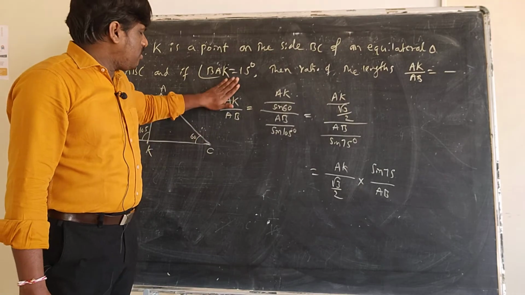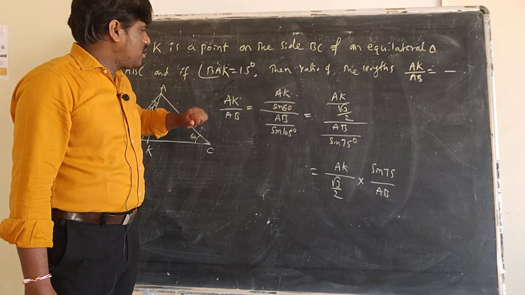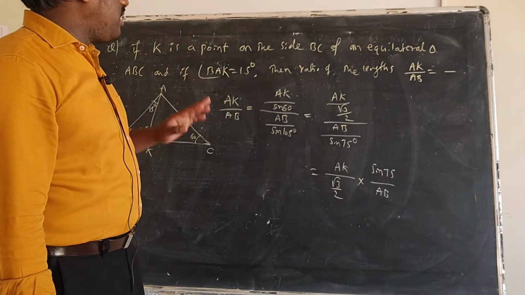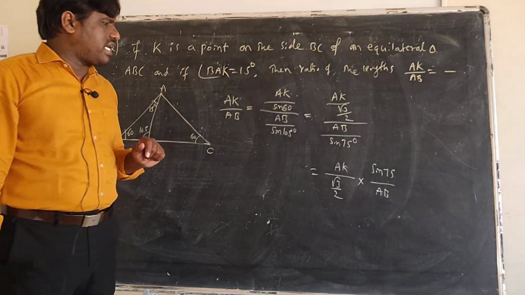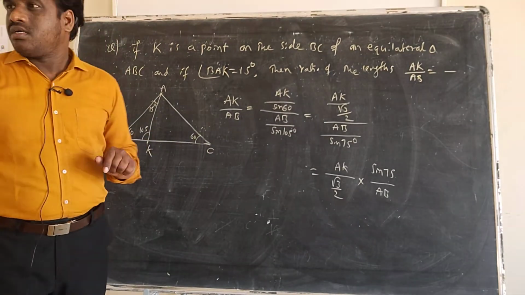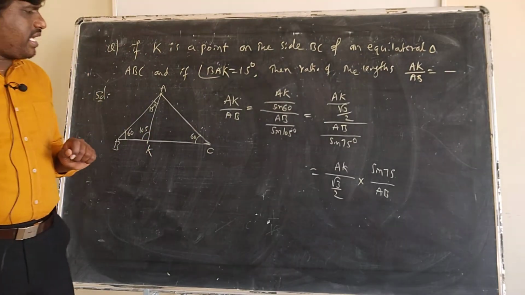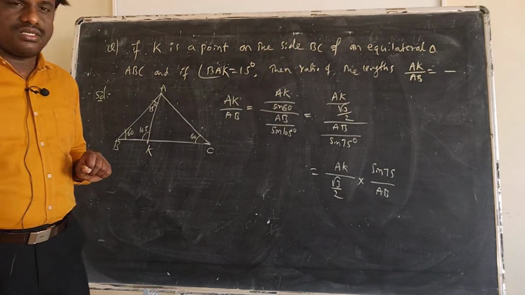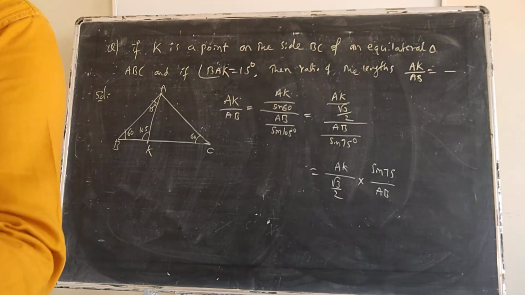So just we do one thing, AK by AB we have to find, right? AK by AB we have to find. Okay, so AK by AB value, how much you get here? Wait, I'll tell you the writing process.